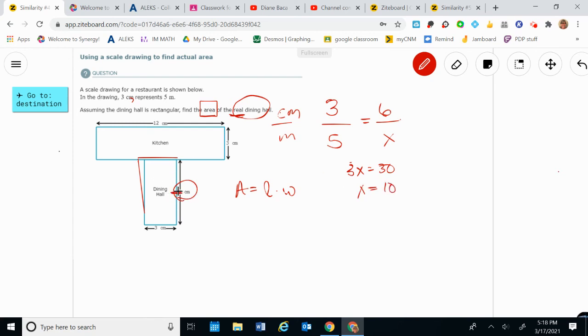Some of you might be able to just divide this into 2 and be like, here's 3, that's 5 meters, and here's another 3, that's 5 meters. Therefore, this side is 10 meters. This is 3 centimeters, and 3 centimeters is 5 meters. So we have 5 times 10, which is 50. And it's going to be squared, because area is always talking about how many little squares we have. That's what area is about.